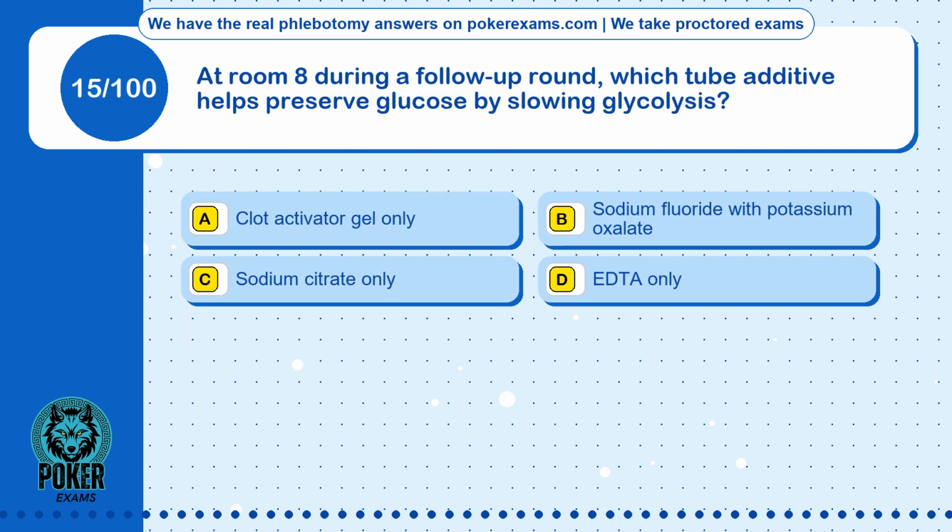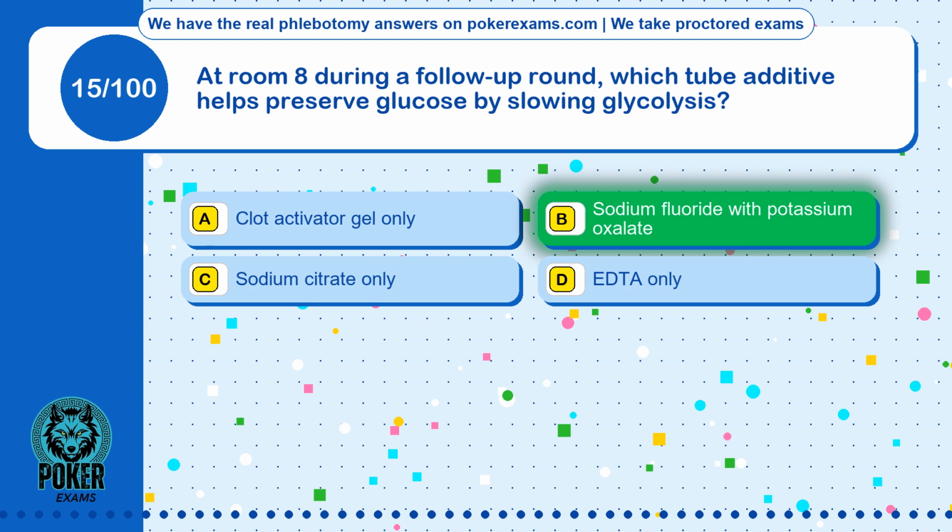Question 15. At room 8 during a follow-up round, which tube additive helps preserve glucose by slowing glycolysis? Option A, clot activator gel only. Option B, sodium fluoride with potassium oxalate. Option C, sodium citrate only. Option D, EDTA only. The correct answer is option B.